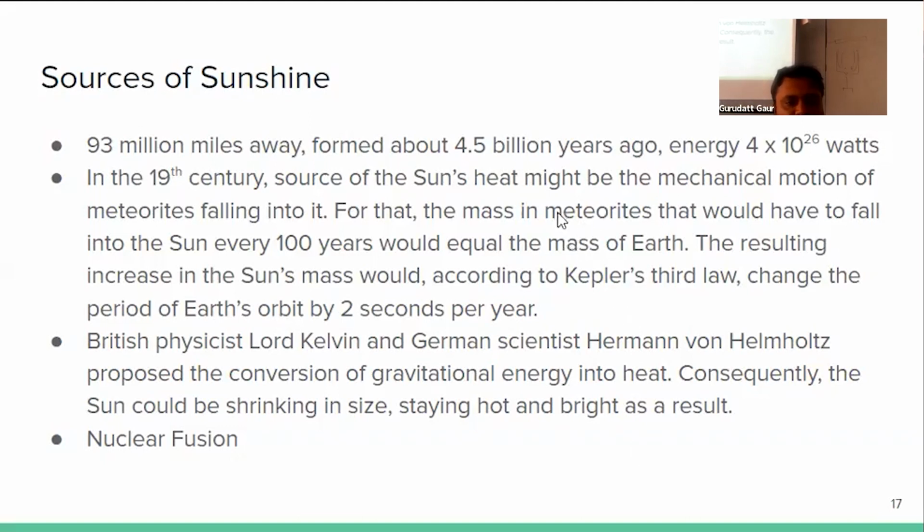Right, so people thought that lots of meteorites are falling into the sun, and that those meteorites are burning and giving you the energy.